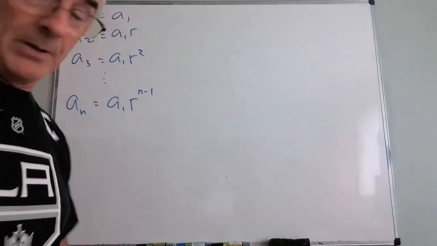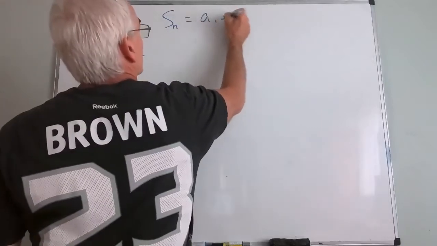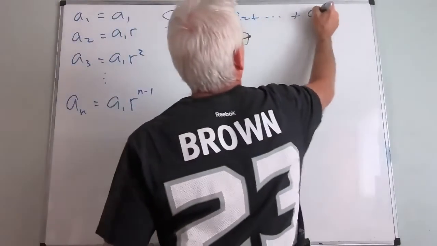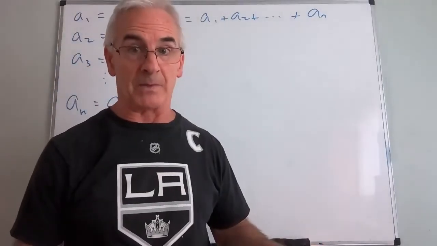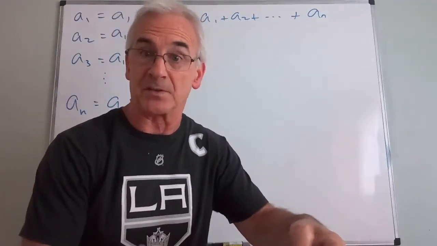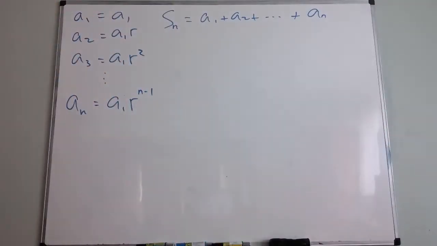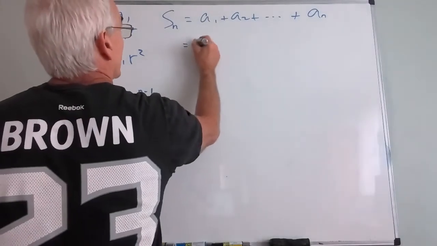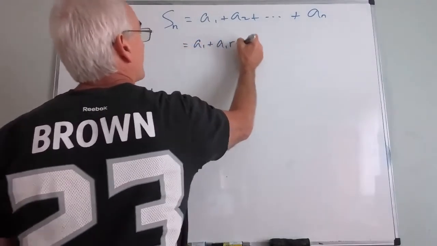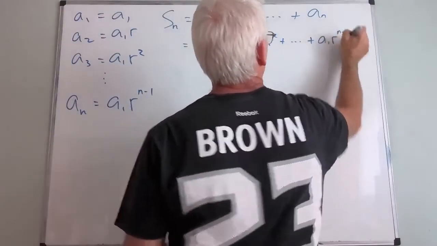Here's what I want to do. I want to add these up. I would like to add up A1 plus A2 all the way up to AN. I want to add up the finite number of terms. I can't add an infinite sum until I first figure out what the finite sum is. Oh, and then I can take a limit. That makes things a lot easier. I would like to add these guys together. So clearly this is going to be A1 plus A1R plus A1R squared plus, and then this one A1R to the n minus 1. Great.